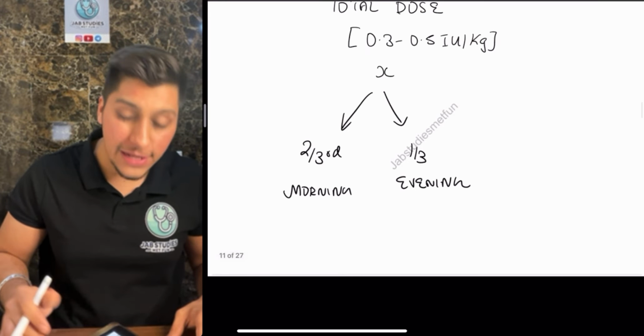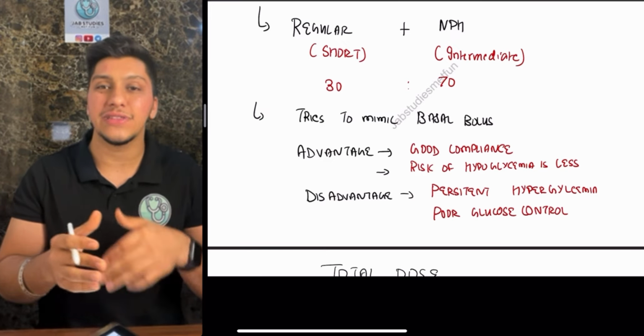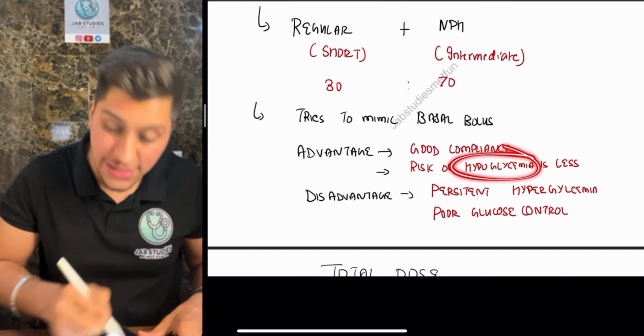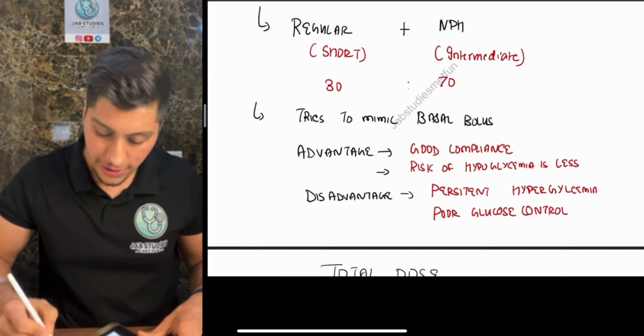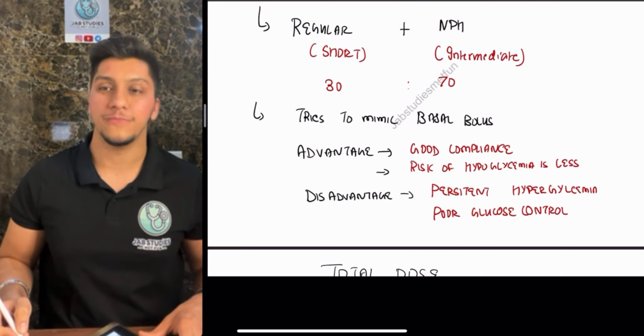That is why, remember, basal-bolus is the best one, and Mixtard is just trying to mimic it. Obviously the advantage is compliance, and another advantage is that the risk of hypoglycemia is less. But the disadvantage is that you'll have persistent hyperglycemia and poor glucose control.